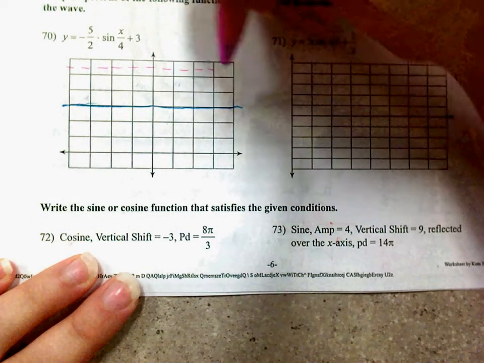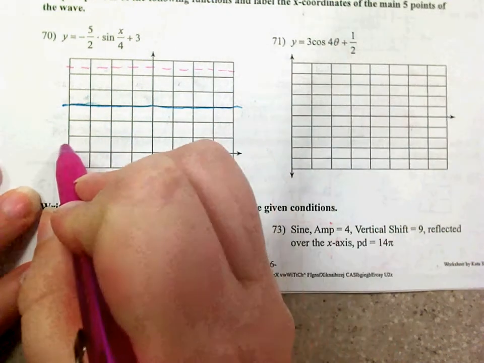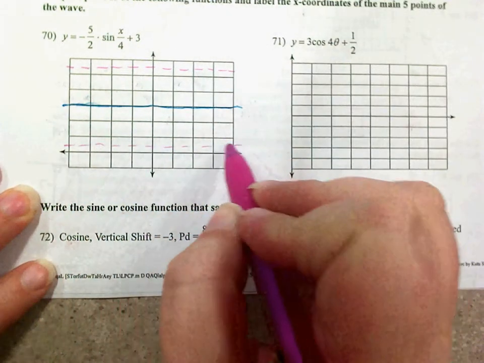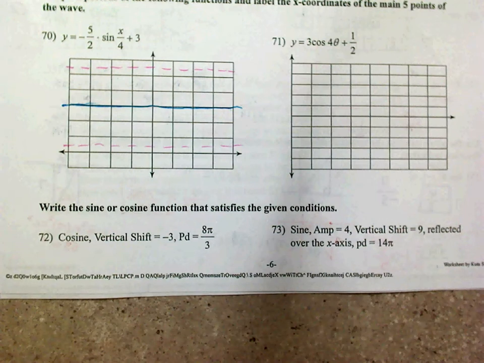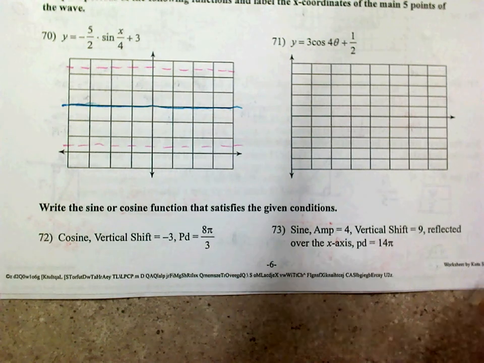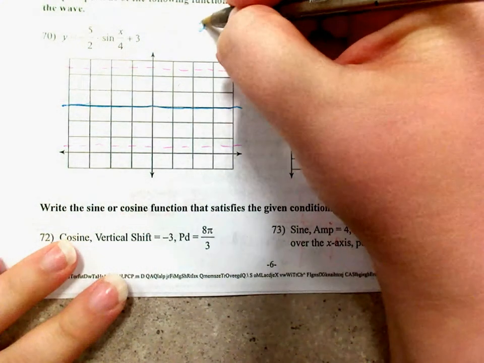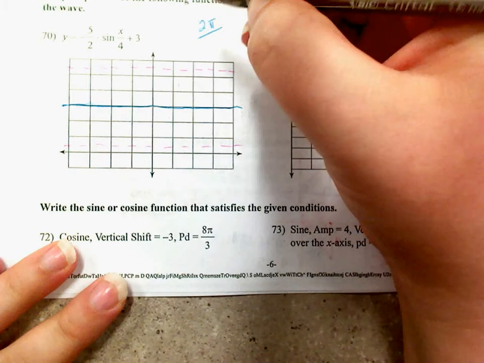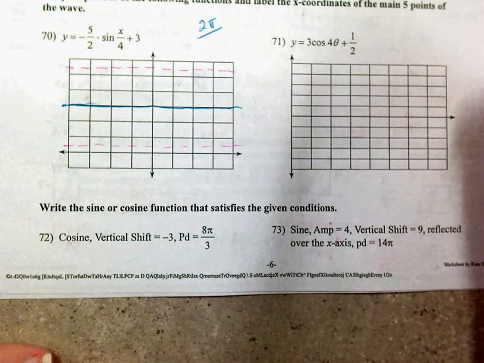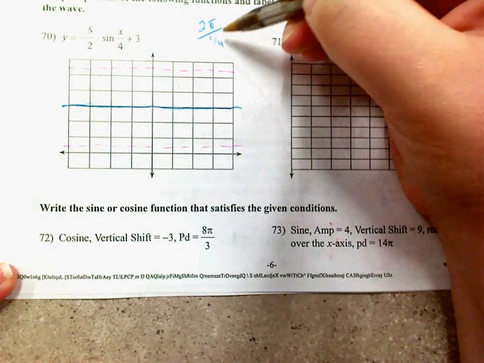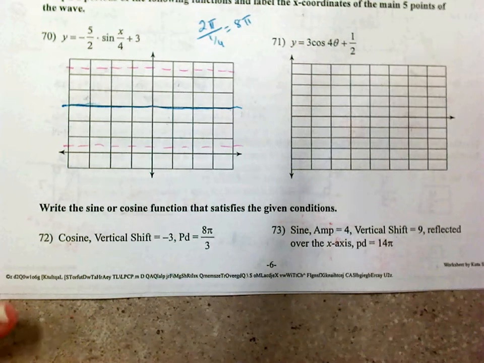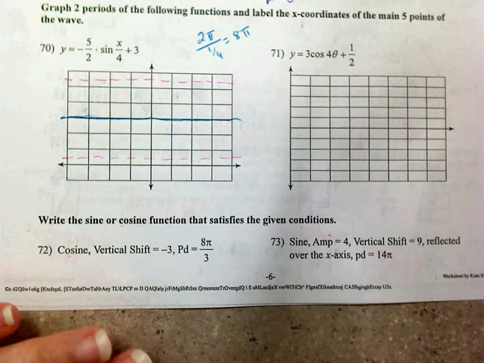Okay, so 2.5. So up 2.5 and down 2.5. Okay, what does the negative do? Good. Flips the wave over. And what is the period? How do I find period? 2 pi divided by what? 1/4, because b is 1/4, right? Good. Dividing by 1/4 is the same thing as multiplying by 4, so the period is 8 pi.